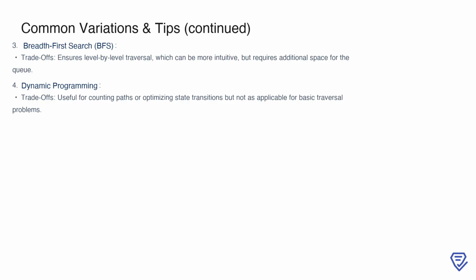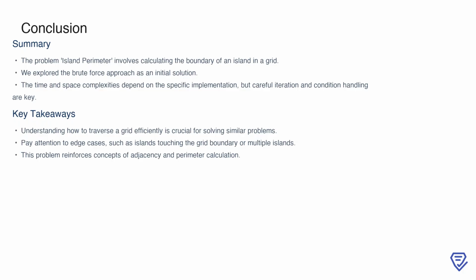On the other hand, dynamic programming can be a powerful tool for certain grid-based problems, particularly those involving counting paths or optimizing state transitions. However, in basic traversal problems like island perimeter, it's generally less applicable since the focus is more on immediate neighbor relationships. Each of these techniques has its strengths and weaknesses, so understanding the problem requirements will help you determine the most suitable approach.